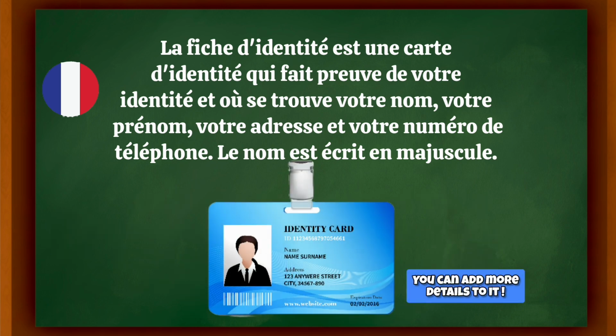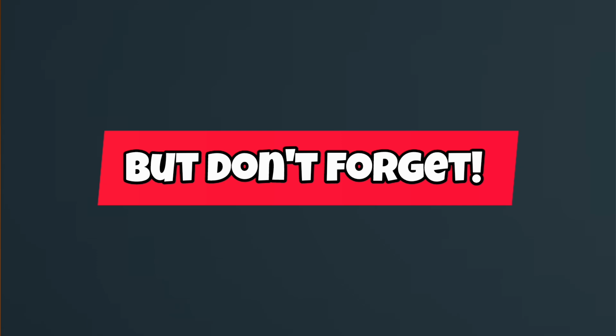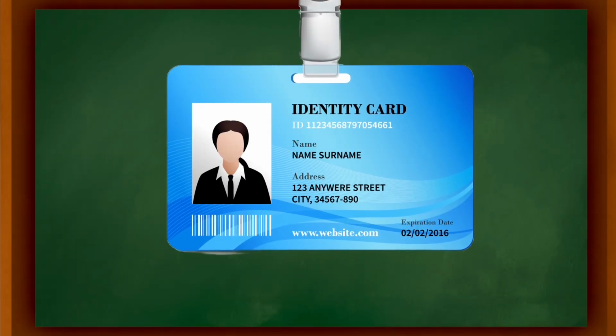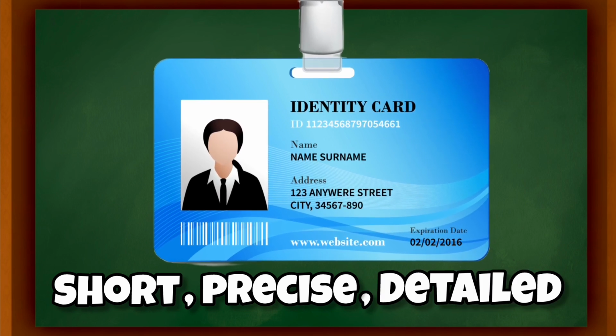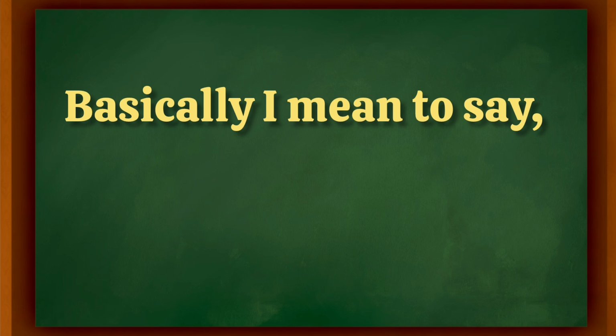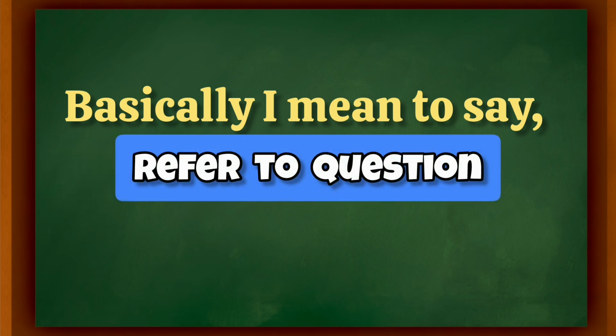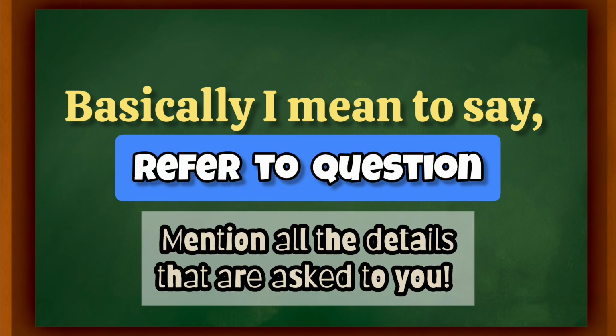You can add more details to it, like your birth date or your email address, or your father's name, your mother's name, your class, your school, your roll number. So there are infinite number of details that you can mention. But don't forget, the identity card has to be short, precise, and deliver all the details that the question is asking to you. Basically, I mean to say, refer to the question, give preference to your question, and mention all the details that are asked.